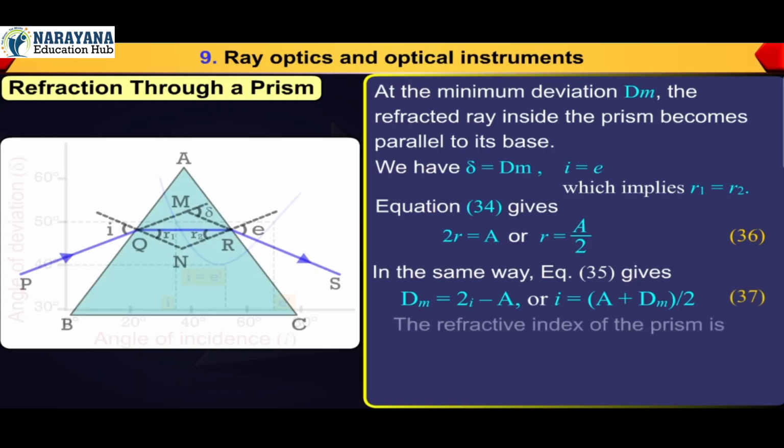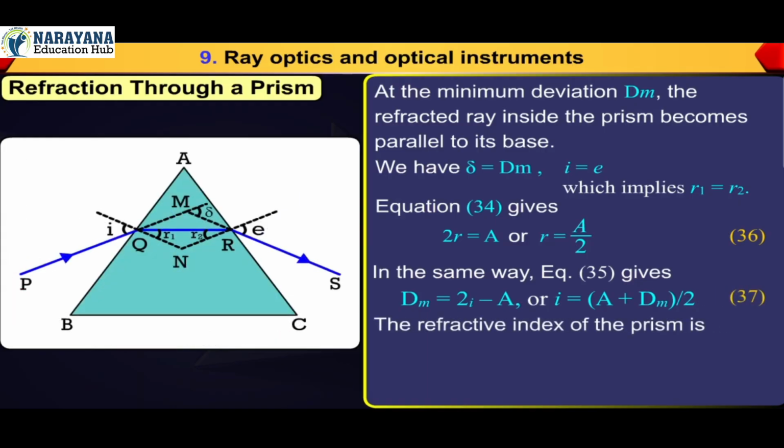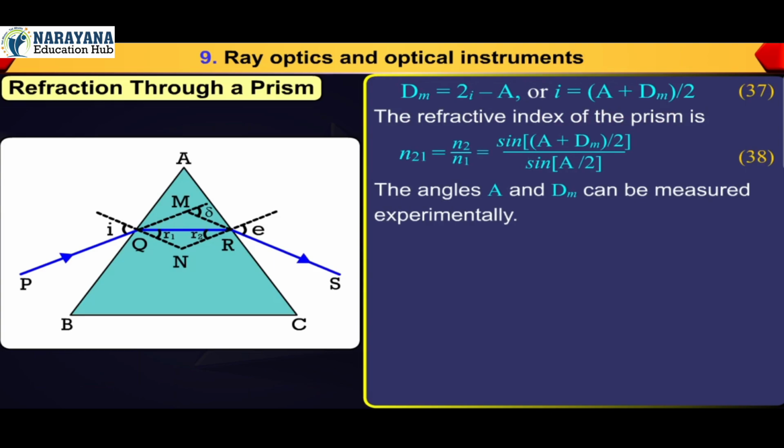Equation 37. The refractive index of the prism is N21 is equal to N2 upon N1 is equal to sin of A plus dm upon 2 whole upon sin A upon 2. Equation 38. The angles A and dm can be measured experimentally. Equation 38 thus provides a method of determining the refractive index of the material of the prism.